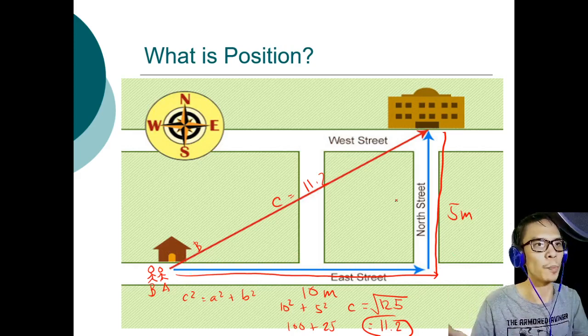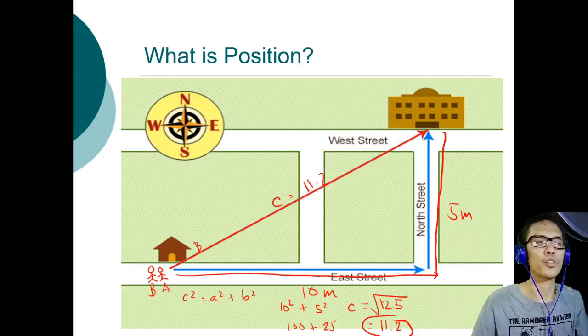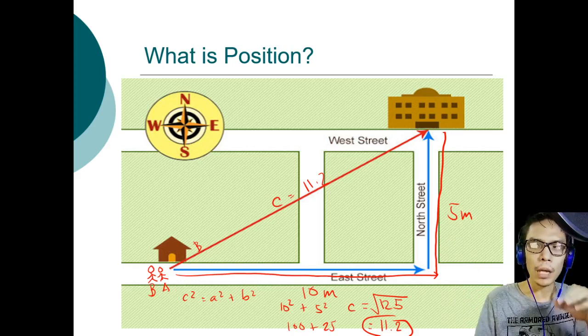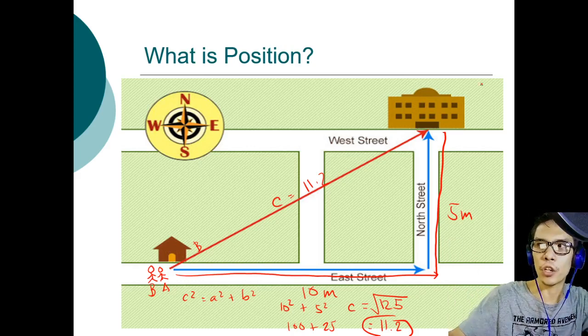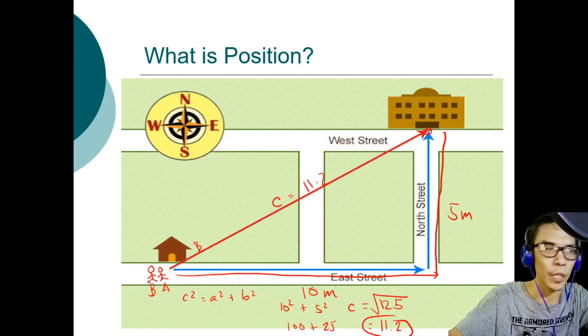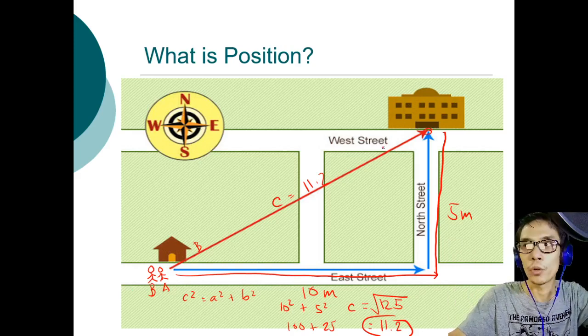So basically, where's the displacement on this picture? The displacement on this picture is the location, the same location that these two persons are going to.